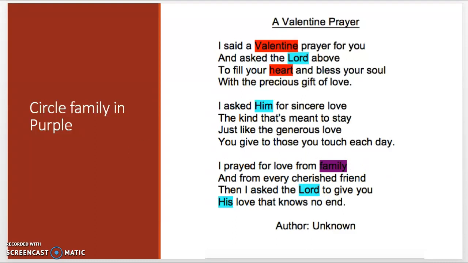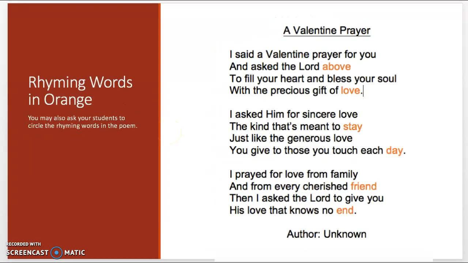Now there are other words in this poem that you may want to also discuss with your students. I have pulled some rhyming words out of the poem. We have above, love, stay, day, friend, end. I have chosen to highlight these words in orange, but you may choose to circle a different word. If you don't want to discuss the rhyming words, you may also want your students to circle love in red, along with Valentine and heart.